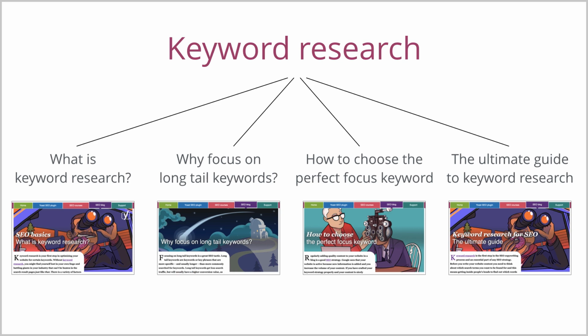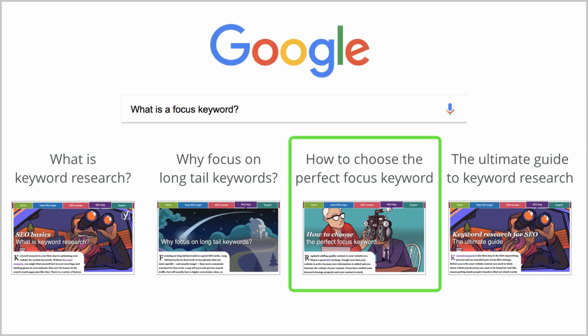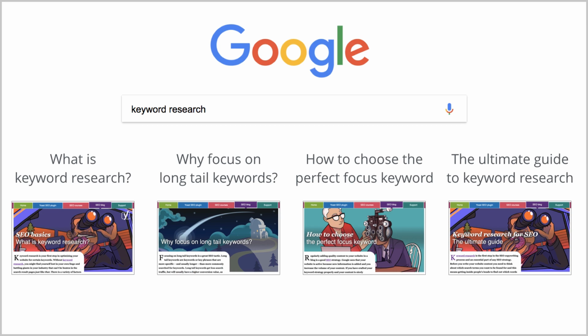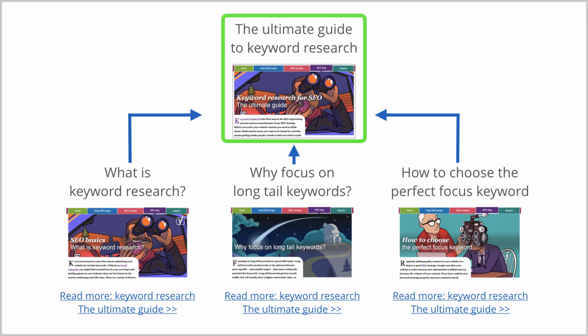For specific search queries like what is a focus keyword, Google will try to rank the post that answers this question best. For less specific search queries like keyword research, Google will find it much harder to figure out what the searcher is actually looking for. You could help Google by telling it, "This is my most important post or page about this topic." So in our case, our internal linking structure shows Google that the ultimate guide to keyword research is most important.